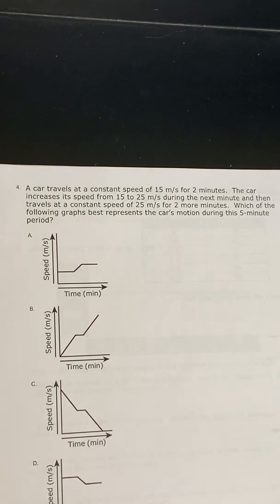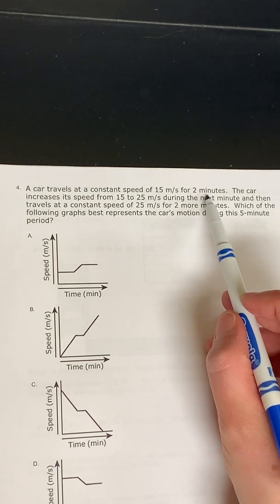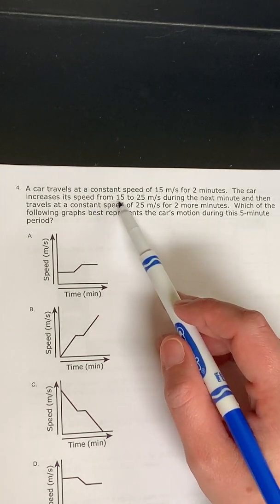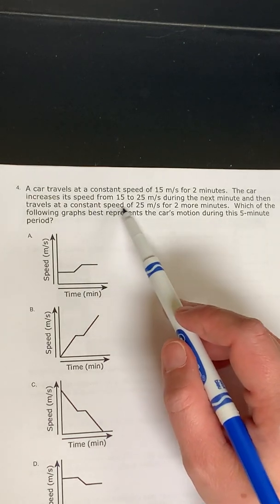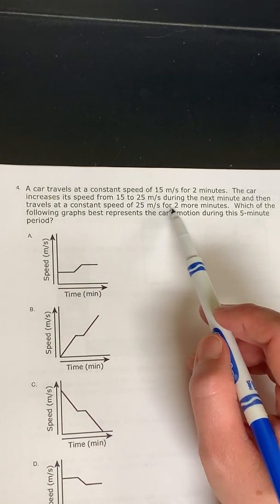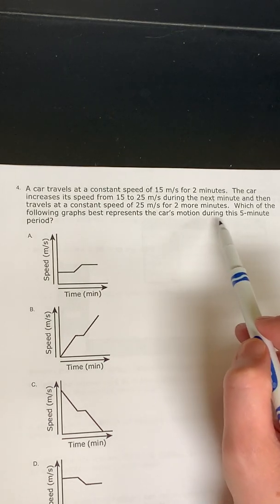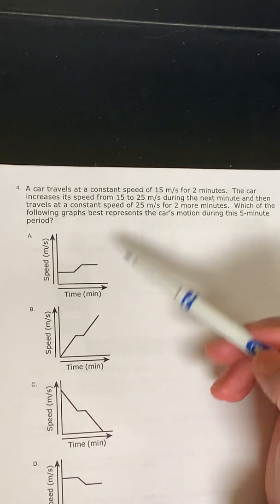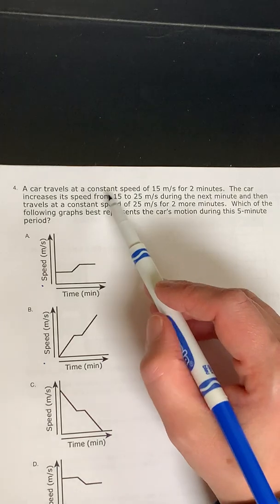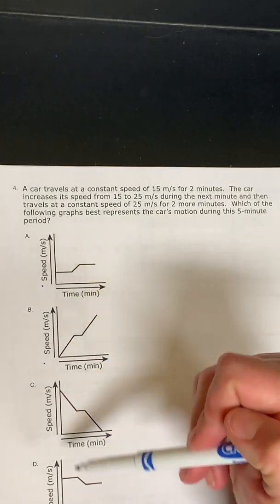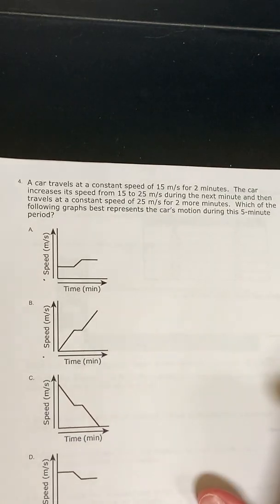Okay. A car travels at a constant speed of 15 meters per second for 2 minutes, then increases its speed from 15 to 25 meters per second during the next minute, and then travels at a constant speed of 25 meters per second for 2 minutes. Which of the following graphs best represent the car's motion during this 5-minute period? So I'm referring to a speed time graph. So I want to identify what each of these lines mean on this graph. That's probably the best way, and then match it to my scenario, okay?